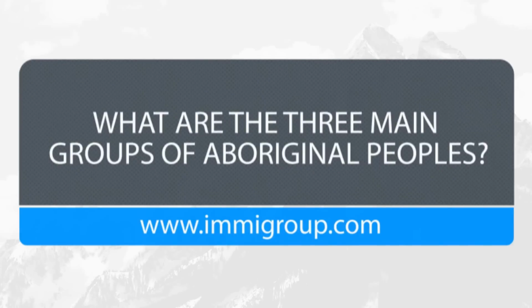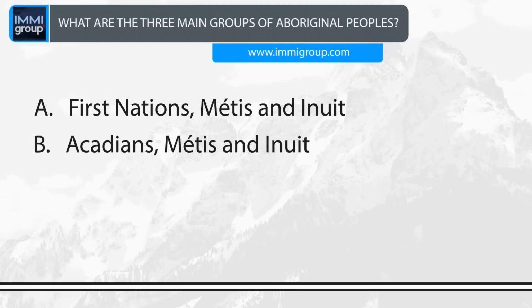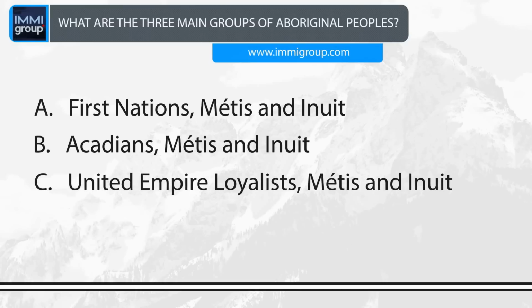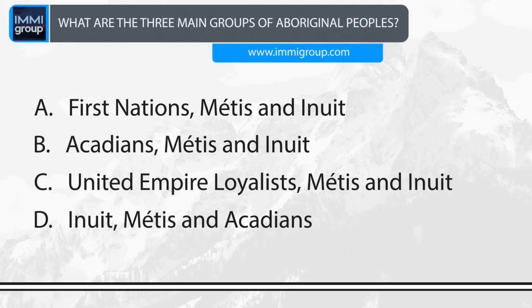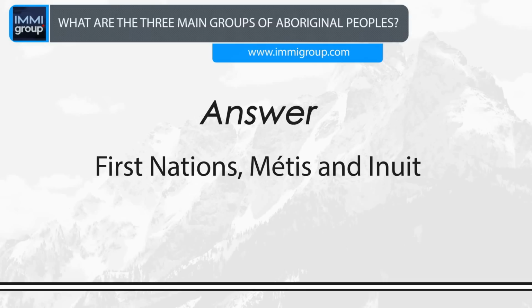What are the three main groups of Aboriginal peoples? A. First Nations, Métis and Inuit. B. Acadians, Métis and Inuit. C. United Empire Loyalists, Métis and Inuit. D. Inuit, Métis and Acadians. Answer: First Nations, Métis and Inuit.